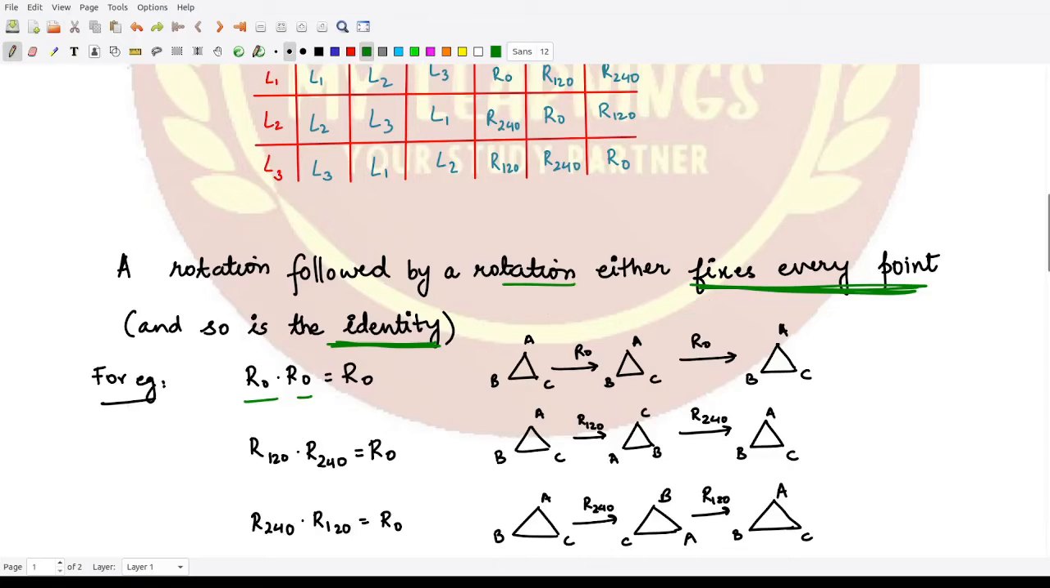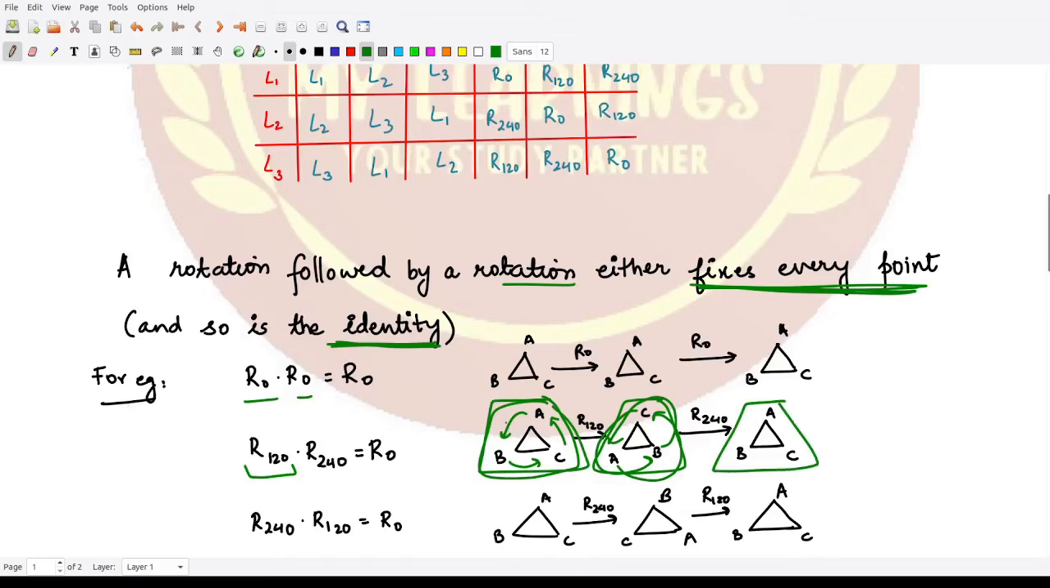So rotation followed by rotation is a rotation. Similarly for R120, when you rotate this triangle by R120, you are shifting A to B, B to C and C to A, right? So this is the triangle. Now for this next triangle, when you apply R240, you are shifting C to B, A to C and B to A. So you are getting back ABC. You see this ABC here and this ABC here are the same. Hence in moving from here to here, we are applying R0. That means we are not doing anything to it, right?